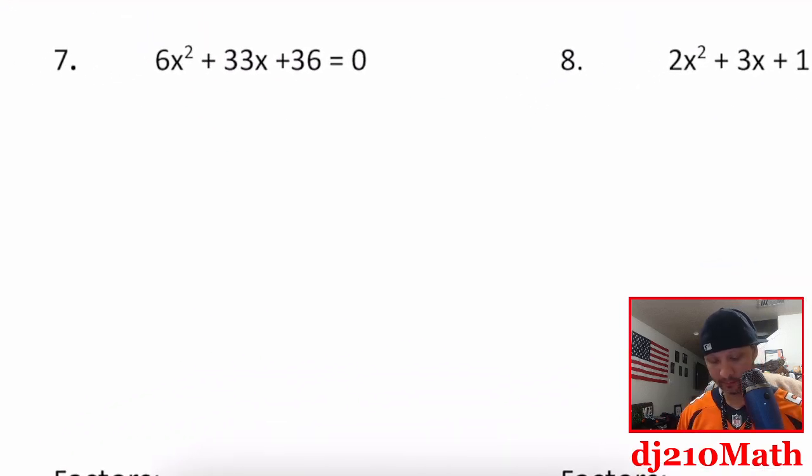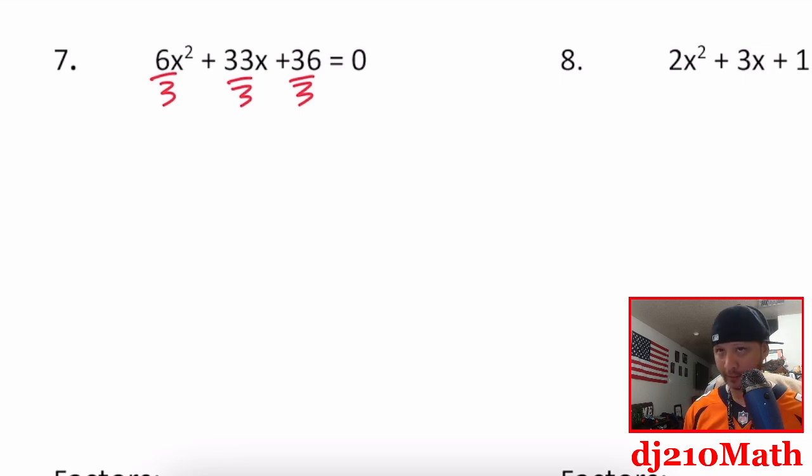Number 7. Okay, GCF. Can something come out? 6, 33, and 36. I can definitely take out a 3. So I'm going to take a 3 out. So basically what I was saying a moment ago, if I divided everything by 3 and got rid of the 3 completely, right? You can divide 0 by 3, but that's going to change the problem, right? Like the factors won't be what the factors are supposed to be.